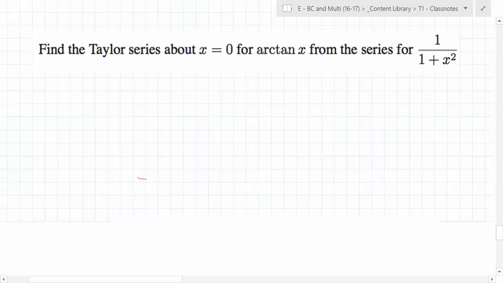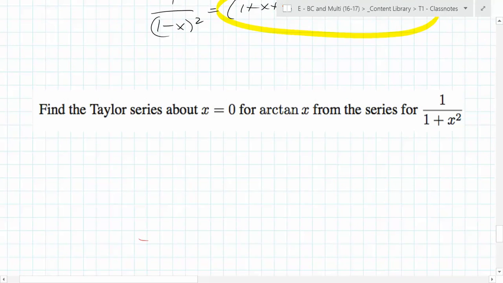So everybody, why don't you find a piece of the board with somebody else and try this one for me. This one's a little different. Try that one for me. With somebody else, everybody, not alone. Here we go. Find the Taylor series for arctan x.